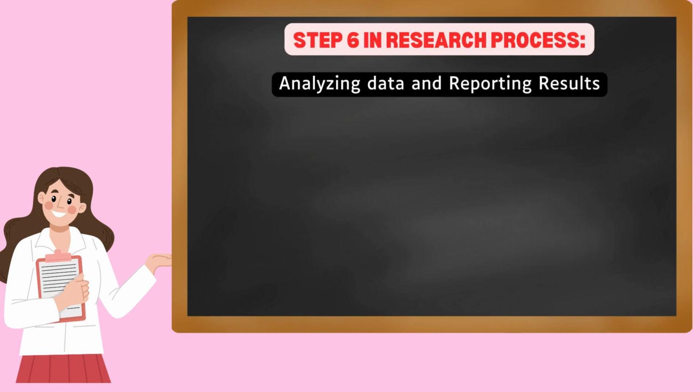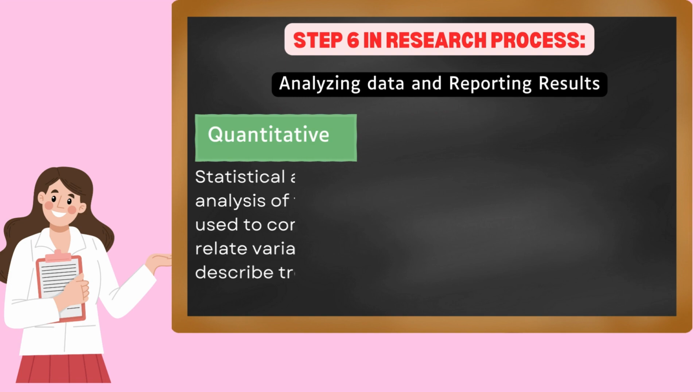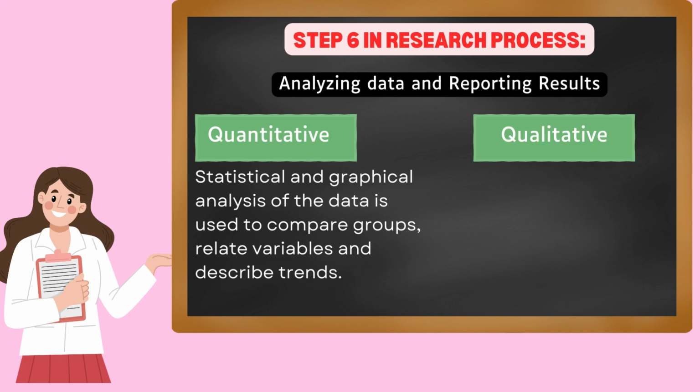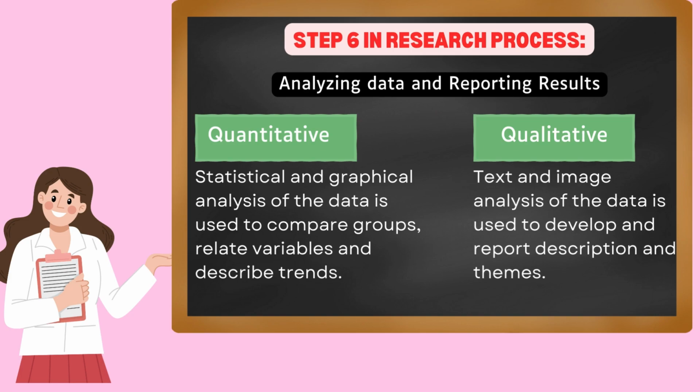Step 6 in research process. Analyzing data and reporting results. Under quantitative, statistical and graphical analysis of the data is used to compare groups, relate variables, and describe trends. Under qualitative, text and image analysis of the data is used to develop and report descriptions and themes.